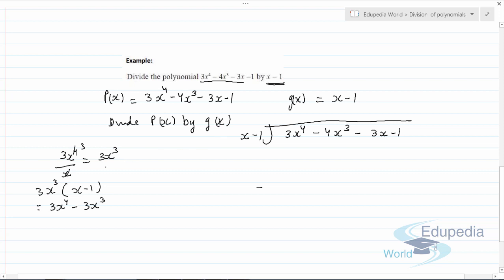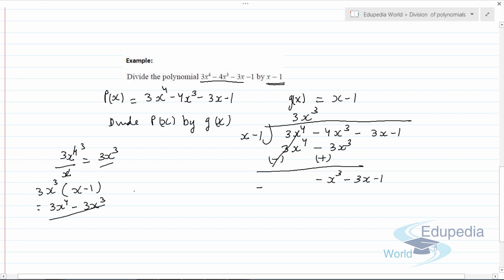So first we'll write this quotient over here. The quotient is 3x cube, and the equation is 3x raised to power 4 minus 3x cube. Then we change the sign. It will get cancelled out. The answer will come out to be minus 4x cube minus 3x cube, the answer will be minus x cube. Then whatever is left, we write it like this.